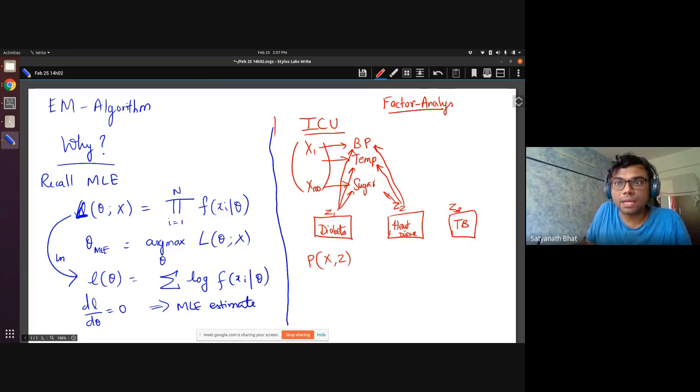There are many applications of factor analysis, but I'm just trying to motivate why we are trying to do EM in the first place. If you are given completely all these Z1, Z2, everything, then this is an easy model to estimate. So I can find out theta MLE, which best explains this data. But the problem is I don't know Z at all. I don't know how these dependencies are arising.